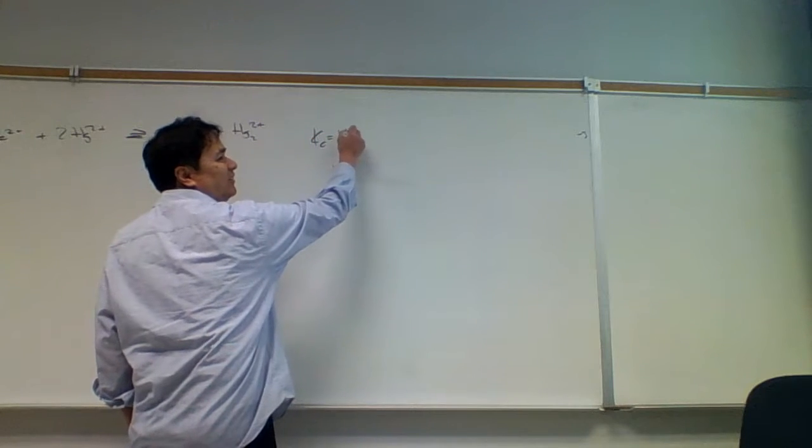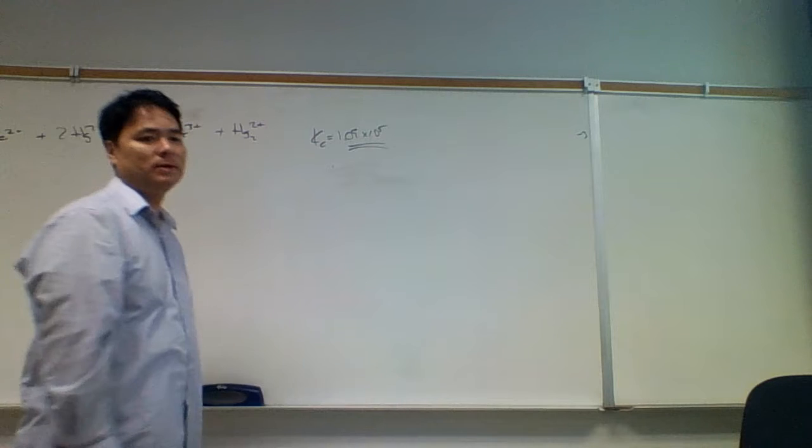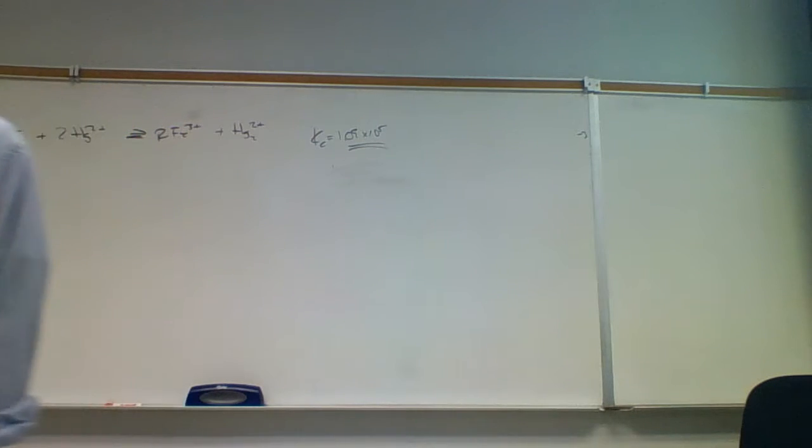KC is 1.09 times 10 to the 5. One thing I look at first is KC, it's big. And just like that, KP was huge for water formation. And we're starting off with 0.100 of everything.